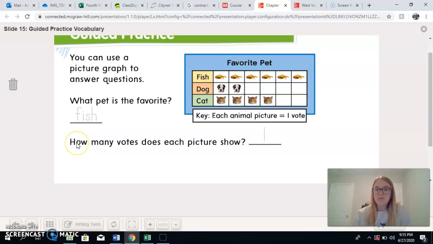And there's a question down at the bottom that I kind of already touched on a little bit. It says, how many votes does each picture show? So if you look at the key, it says each animal picture equals 1 vote. And then the question was, how many votes does each picture show? If you only see one picture, that one picture is equal to 1 vote. So it's just the number 1.